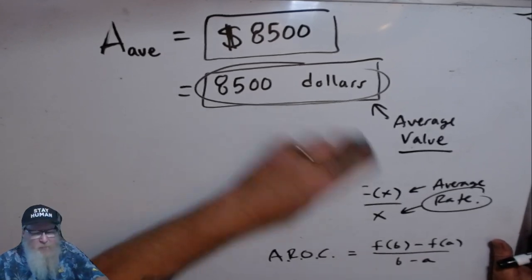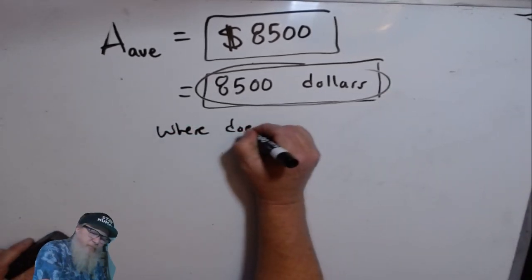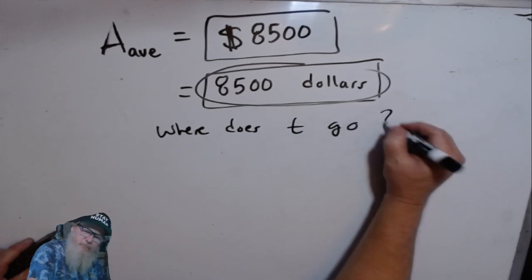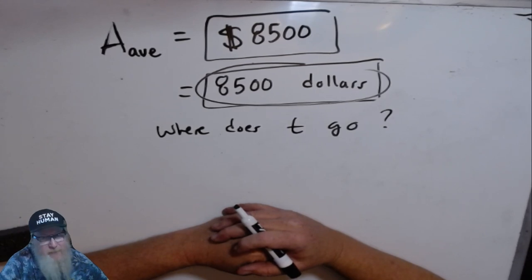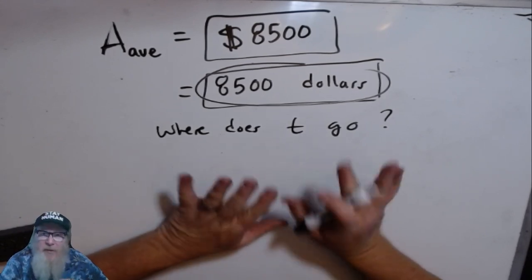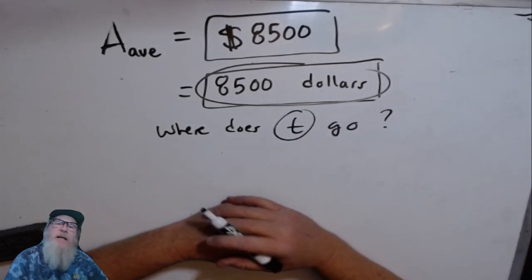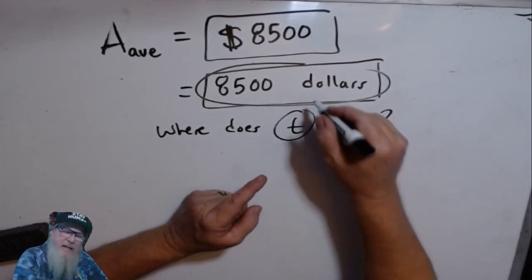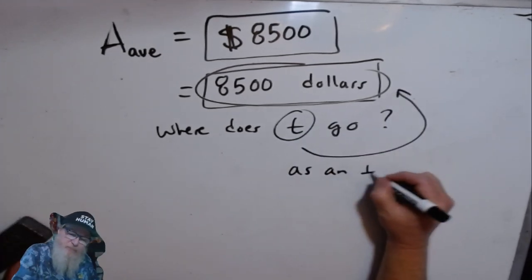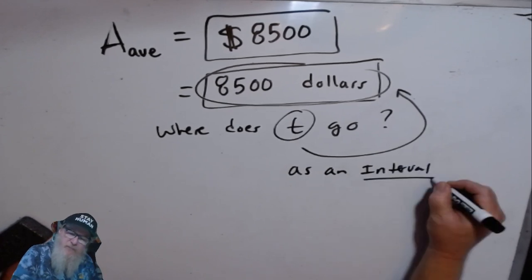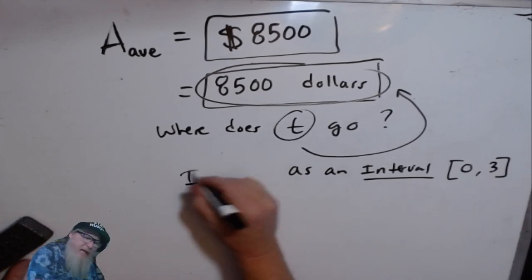So where does the time go? Oh, what a question that is. Oh, I wish I could tell you. Where does the time go? Well, I don't know the answer in life. But in math, I know exactly where the time goes. The time is t, yeah? And it's involved in the answer as an interval. So the interval is 0 to 3. It's implied.